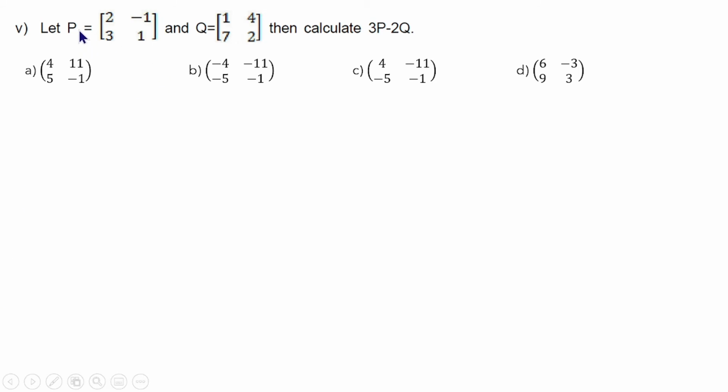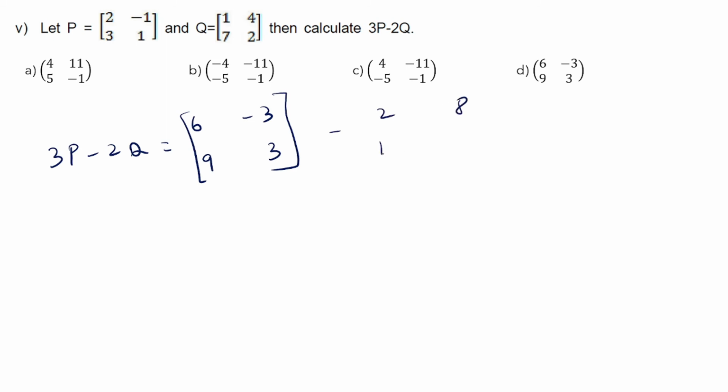Next question: let P is equal to [2 -1; 3 1] and Q is equal to [1 4; 7 2]. Then calculate 3P minus 2Q. So this is very easy. 3P minus 2Q is 3 into this matrix minus 2 into this matrix. So it is 6 minus 3, 9, 3 minus 2, 8, 14, 4. So when we subtract these two, we get the answer: 4 minus 11 minus 5 minus 1.